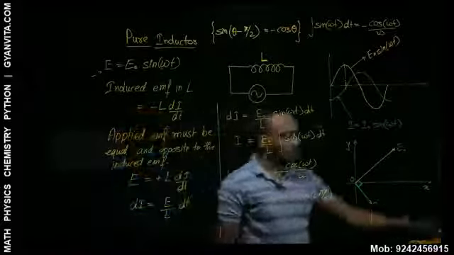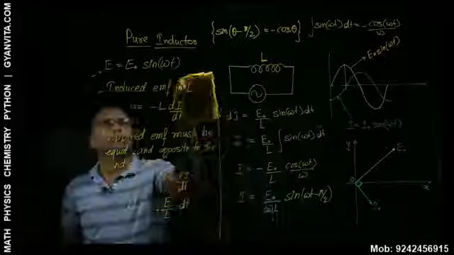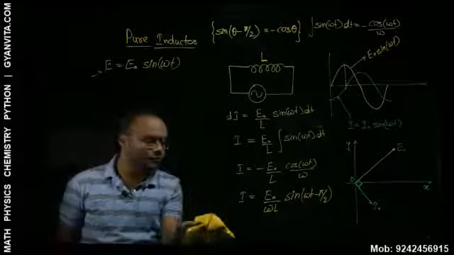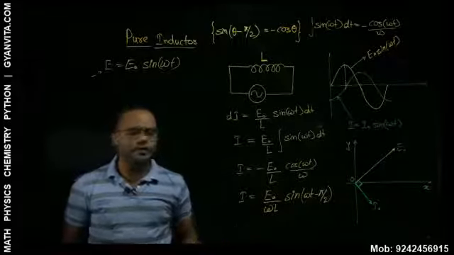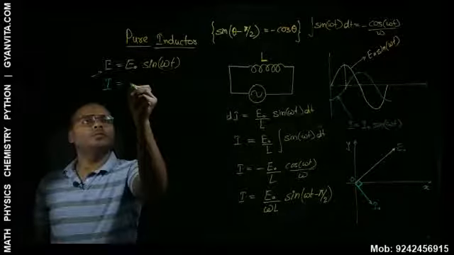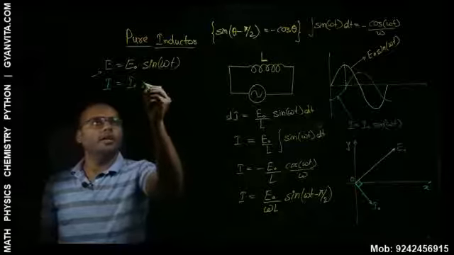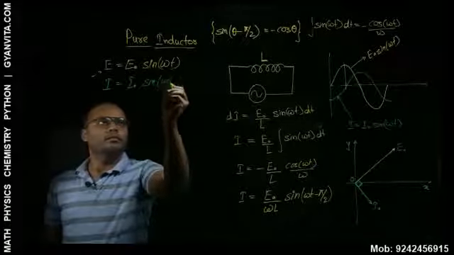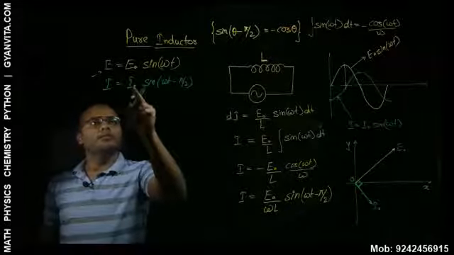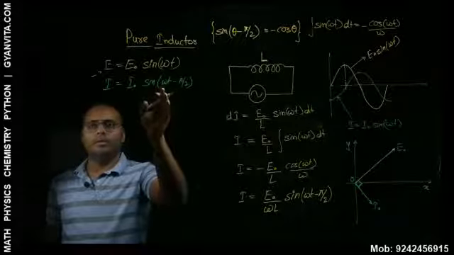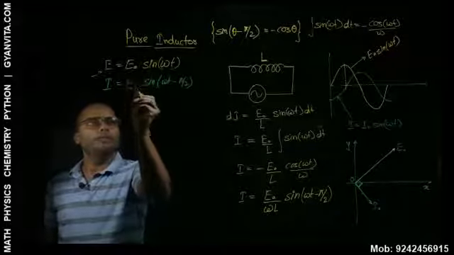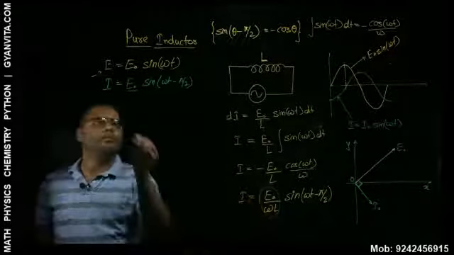So what is the opposition offered? For that we need only two things, as we have discussed earlier. We need the expression for EMF and the expression for current. EMF is E naught sine omega t. I is equal to I naught sine (omega t minus pi by 2), where I naught is nothing but E naught divided by omega L.